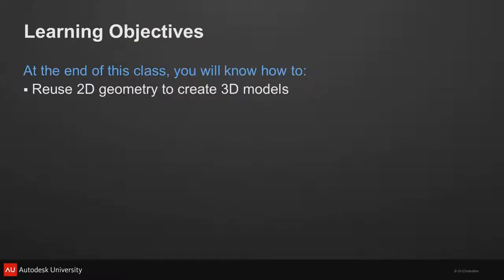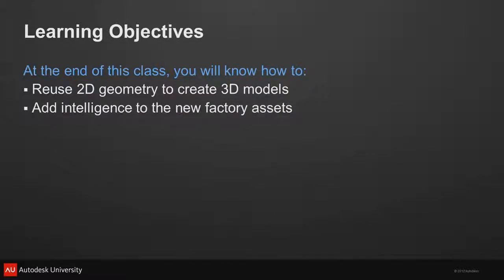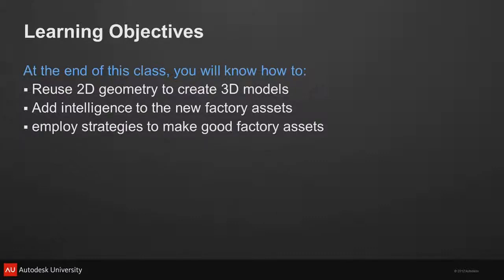Hopefully at the end of this class, you'll have a pretty good idea on how to reuse 2D geometry to create 3D geometry. You'll be able to add intelligence to that 3D geometry to make it really good functioning 3D factory assets. You'll be able to employ some strategies to make them good factory assets. There is such a thing as a bad one. Just like anything else, like any model, if they're not created properly, it can be a headache.